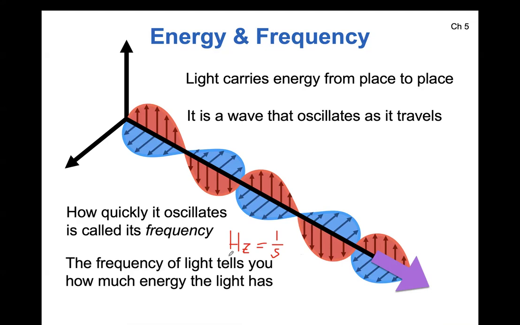Their frequencies tend to be really high. For visible light, we're talking about frequencies in the billions of hertz. Radio waves are going to have lower frequencies, but they're still going to be in the millions or at least thousands. And what the frequency tells us is how much energy the light has. So there's a direct relationship between frequency of light and energy of light. In fact, the higher the frequency, the higher the energy. In other words, high frequency light is high energy light.